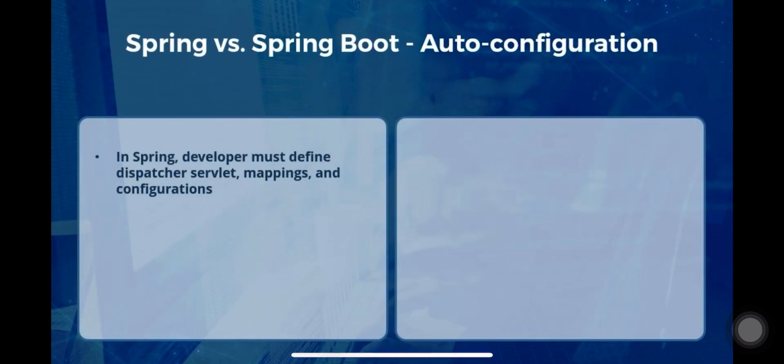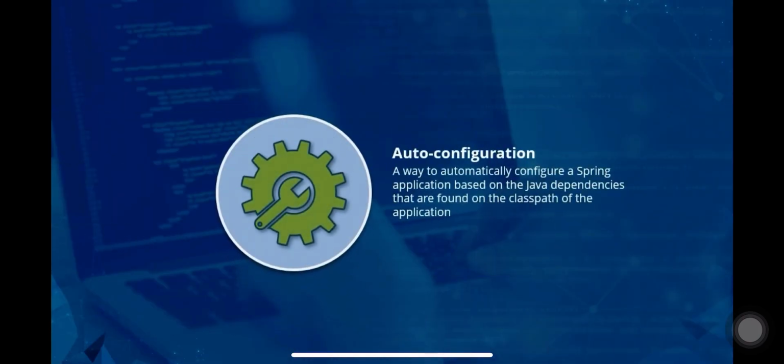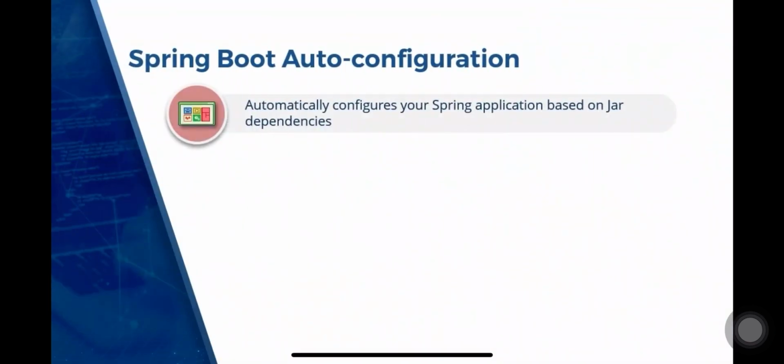Let's discuss some more examples of how Spring Boot makes things easy. In Spring, as a developer, you need to specify the dispatcher servlet mappings and other configurations within your web app. With Spring Boot, all of these beans are created via auto-configuration. What exactly is auto-configuration? This is a way that Spring Boot uses to automatically configure your Spring application based on the jars and other Java dependencies that are found on the class path of the application. Spring Boot basically looks at the class path of your Java application and says, oh, here are all of these jars. This Spring application needs these jars. Make sure they are automatically available to the Spring application.